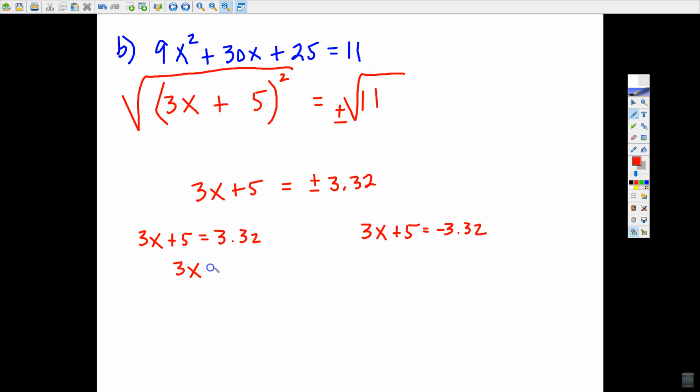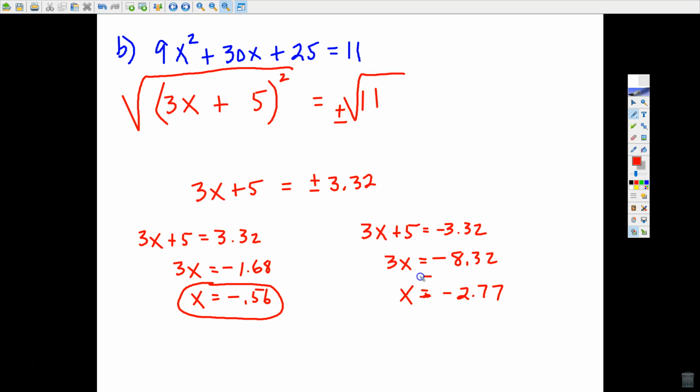So we'll just go ahead and show the result of each step. 3x is equal to negative 1.68, and now we're going to divide by 3 to get to our solution, and that's negative 0.56. Okay, over here we're going to subtract 5, and that should be negative 8.32. And now we're going to divide by 3. Divided by 3 is negative 2.77. Okay, and those represent our two solutions.